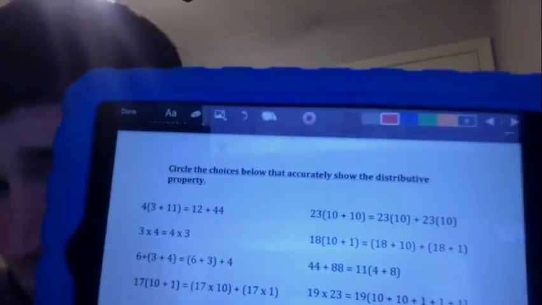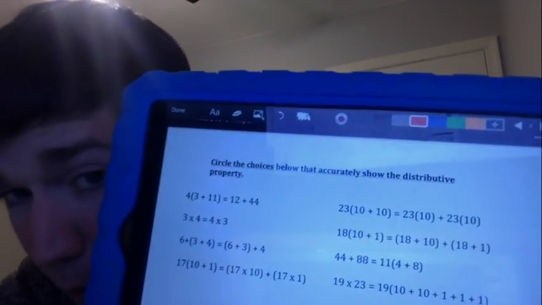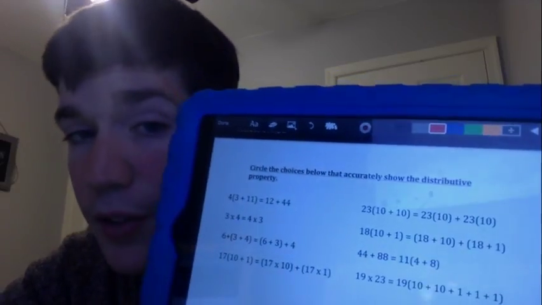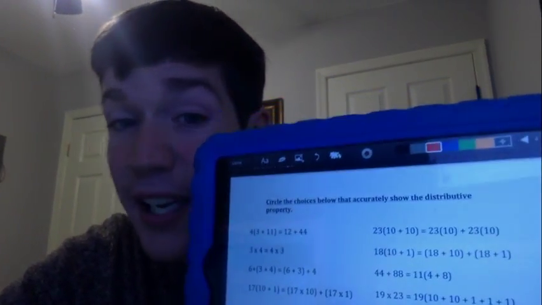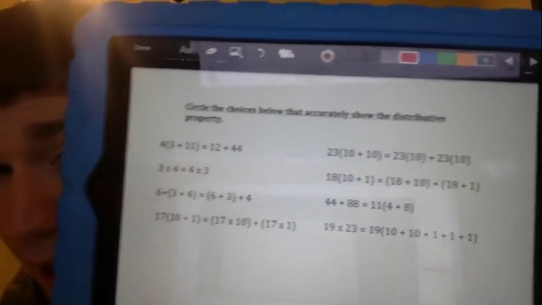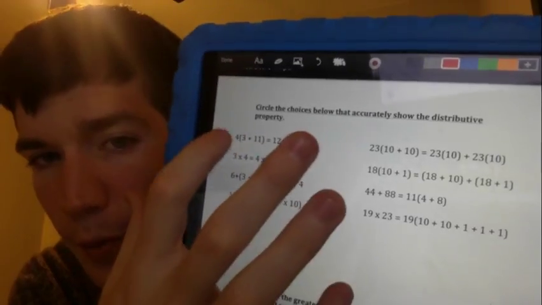So we have our distributive property. Keep in mind that when we're doing the distributive property, we're splitting a number up into small pieces, and we're multiplying by those small pieces with the other number. Now, I'm not going to go over all of these with you, I'm just going to pick out a few. So let's go over the first one.